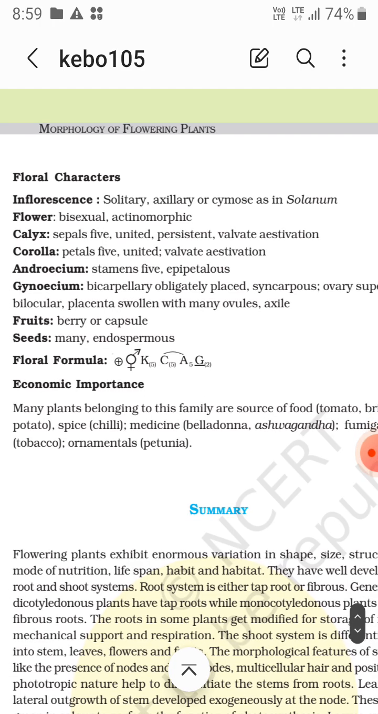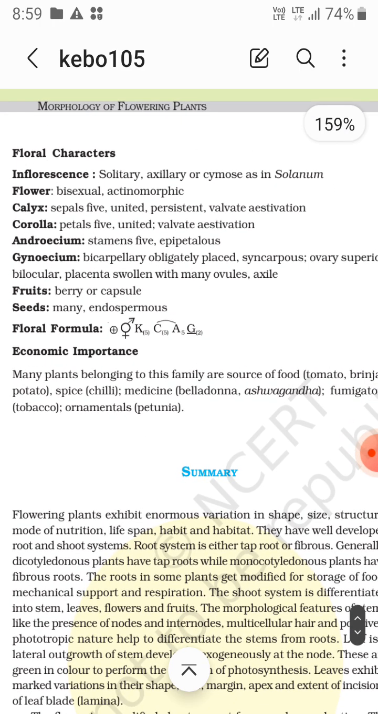Now calyx and corolla are done. Now androecium, it is the male reproductive unit. Androecium contains stamens that are 5 in number. Epipetalous, when stamens are attached to the petals, they are epipetalous, right? Examples are brinjal. And what about epiphyllous? They are in flowers of lilies, right, as you know.